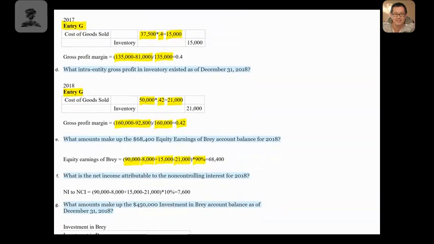Okay, next question. What is the net income attributable to the non-controlling interest? Well, in the prior question, we got the investing income for the controlling interest by multiplying by 90%. So what we're going to do here is just change the 90% to 10%, and we'll get 7,600. It's going to be the net income attributable to the non-controlling interest.